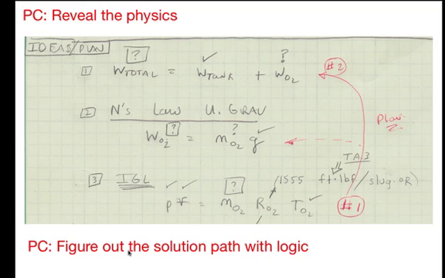Performance criteria number 2. Figure out the solution path with logic. And what that means is you always start with your problem goal and identify what do I need to do to reach this. And here there's 2 new goals. I wrote 2 equations for that. Again, I illustrate this with many examples during the course.